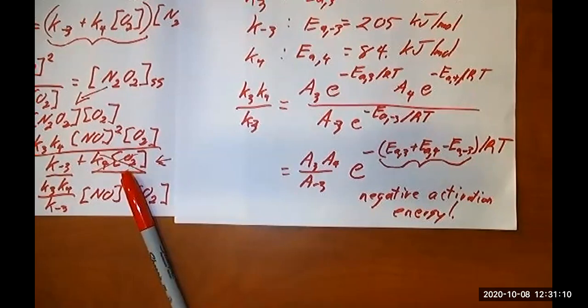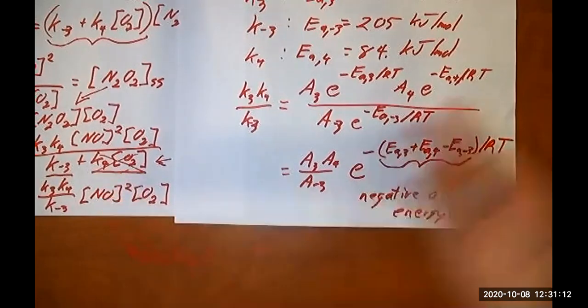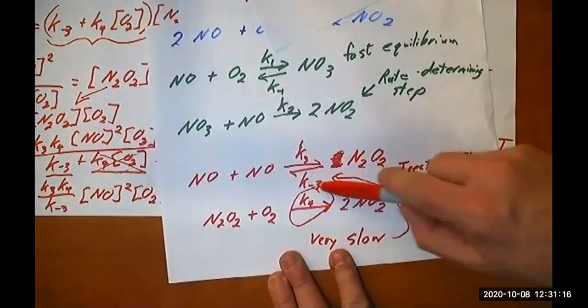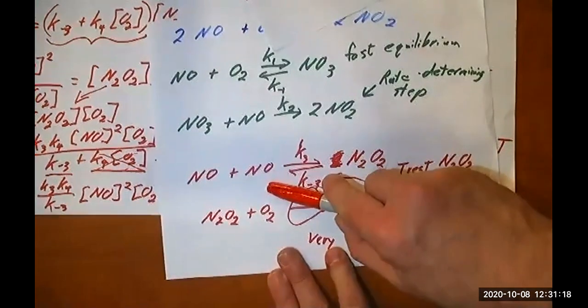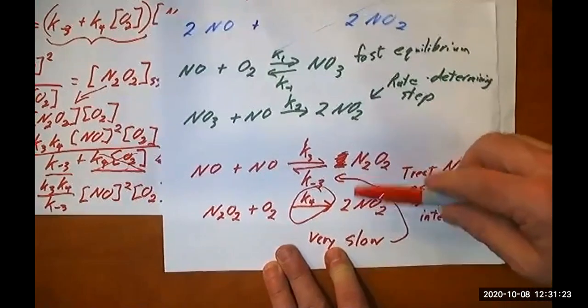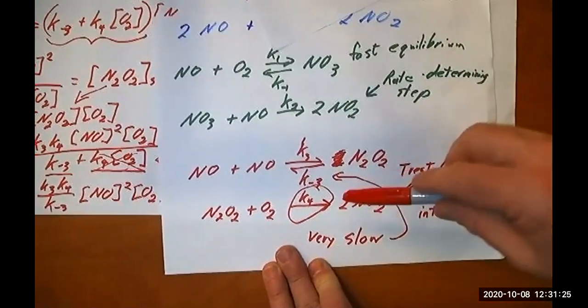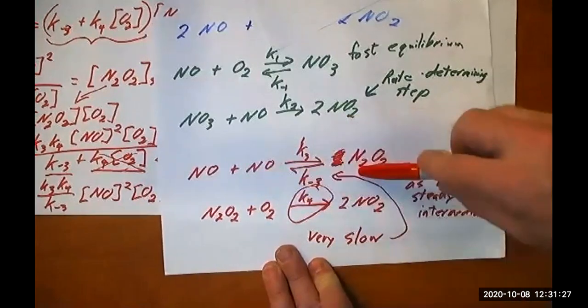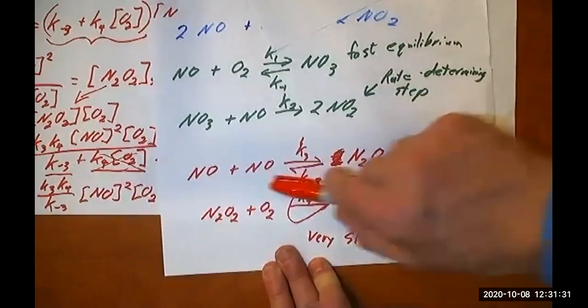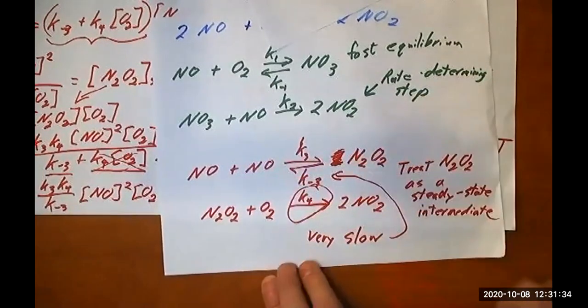So what's happening here is that because the reverse step here has the biggest activation energy, which is working against the reaction, in terms of the temperature dependence of the reaction, that step is going to dominate. You heat it up, that step gets faster and faster. And so we end up with a negative overall activation energy and a reaction that gets slower as we heat it up.